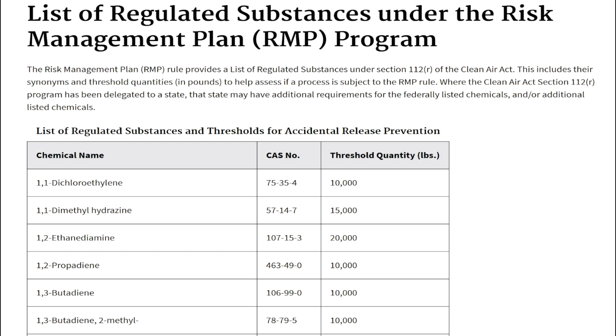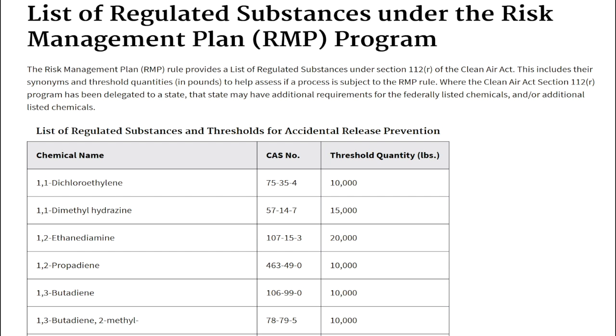A second example, as you can see on the screen here, is RMP. It's a similar table, actually almost the same: threshold quantity, CAS number, chemical name. It's not the same, though, in that some of these chemicals have different threshold quantities for RMP compared to PSM. Another thing to point out is that for some of those solution mixtures, like the ammonia we just talked about, the concentration percentage is actually lower in RMP than it is in PSM.